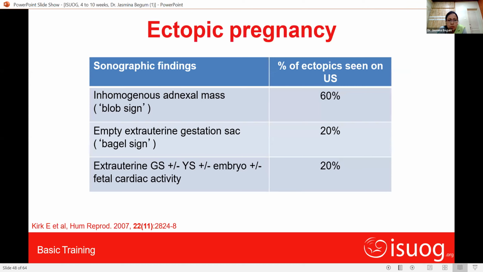The most common sonological finding, in 60% of cases, is a heterogeneous adnexal mass, called the blob sign. In 20% of cases, if you're lucky enough, you will see a gestational sac outside the uterus with a hyperechogenic rim, and most of the time it will be empty. This is the bagel sign. In another 20% of cases, if you're still very lucky, you may see an extrauterine gestational sac with a yolk sac and embryo, sometimes with or without cardiac activity. That makes it easy to diagnose ectopic pregnancy.